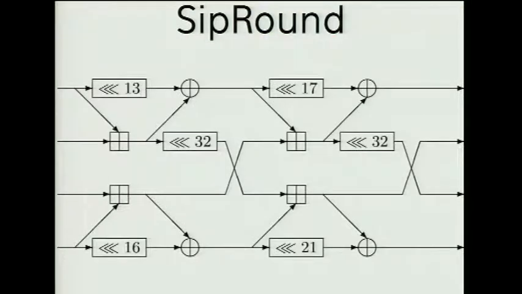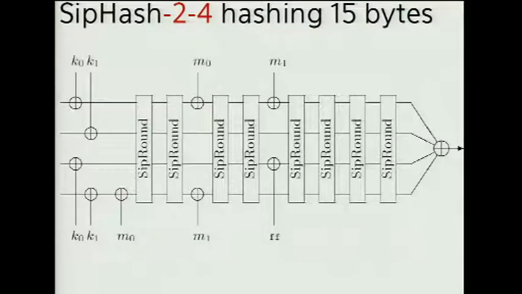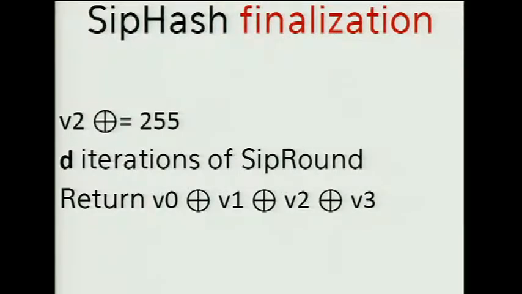So what does SipRound look like? It's just a simple sequence of operations from the left side to the right side. You see we're just doing XORs, integer additions, and word rotations. So we do 13, 17, 16, and 21 because it satisfied our criteria of security of diffusion, and the 32-bit rotation adds more security, and it's easy to implement on 32-bit machines. And the finalization is just XORing the byte 0xFF, doing D iterations of SipRound, and XORing the 4 state words together and returning the 64-bit value.